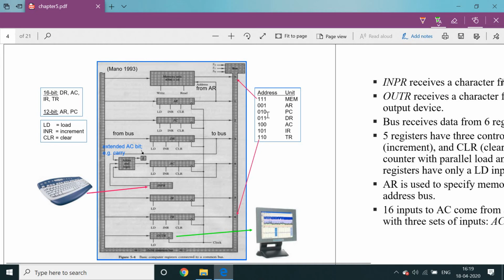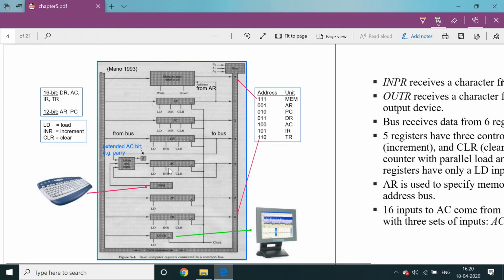So 010 means 2, so here register 2 is the program counter. In the same manner we are going to observe 1, 2, 3, 4, 5, 6 and the equivalent binary sequence with respect to the units.